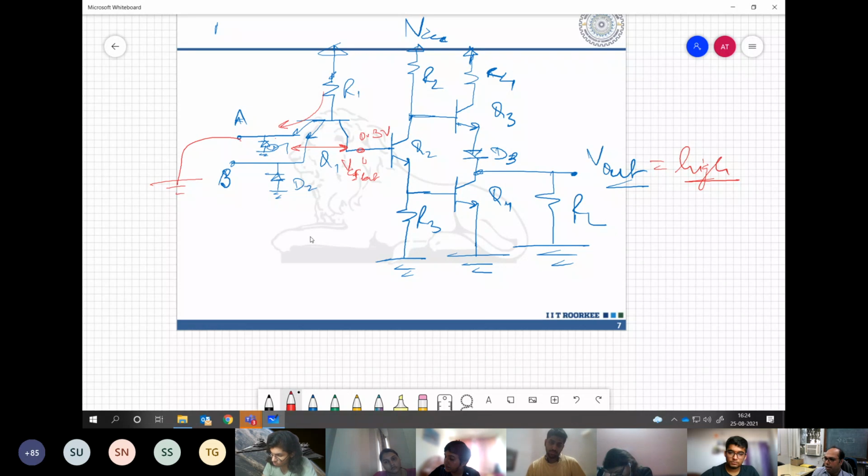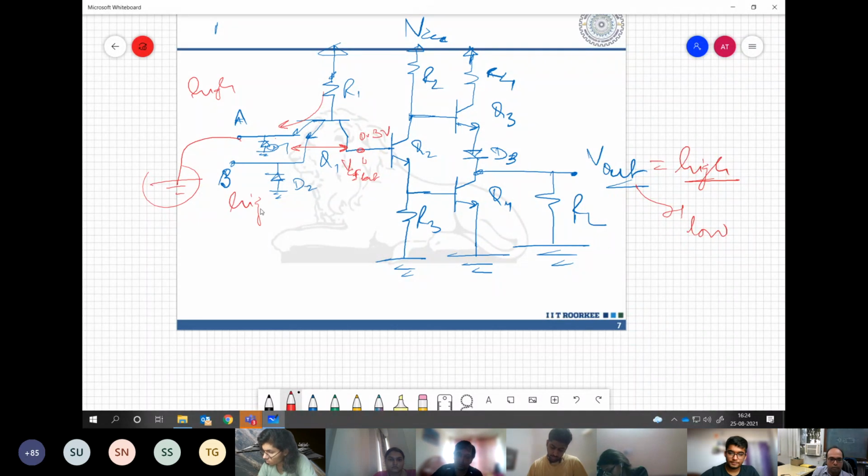Understanding my point? Even if one input is low, the only condition for the output to be low is when both the inputs are high. This is the only condition when this output could be low. Am I clear or not? Yes, sir.